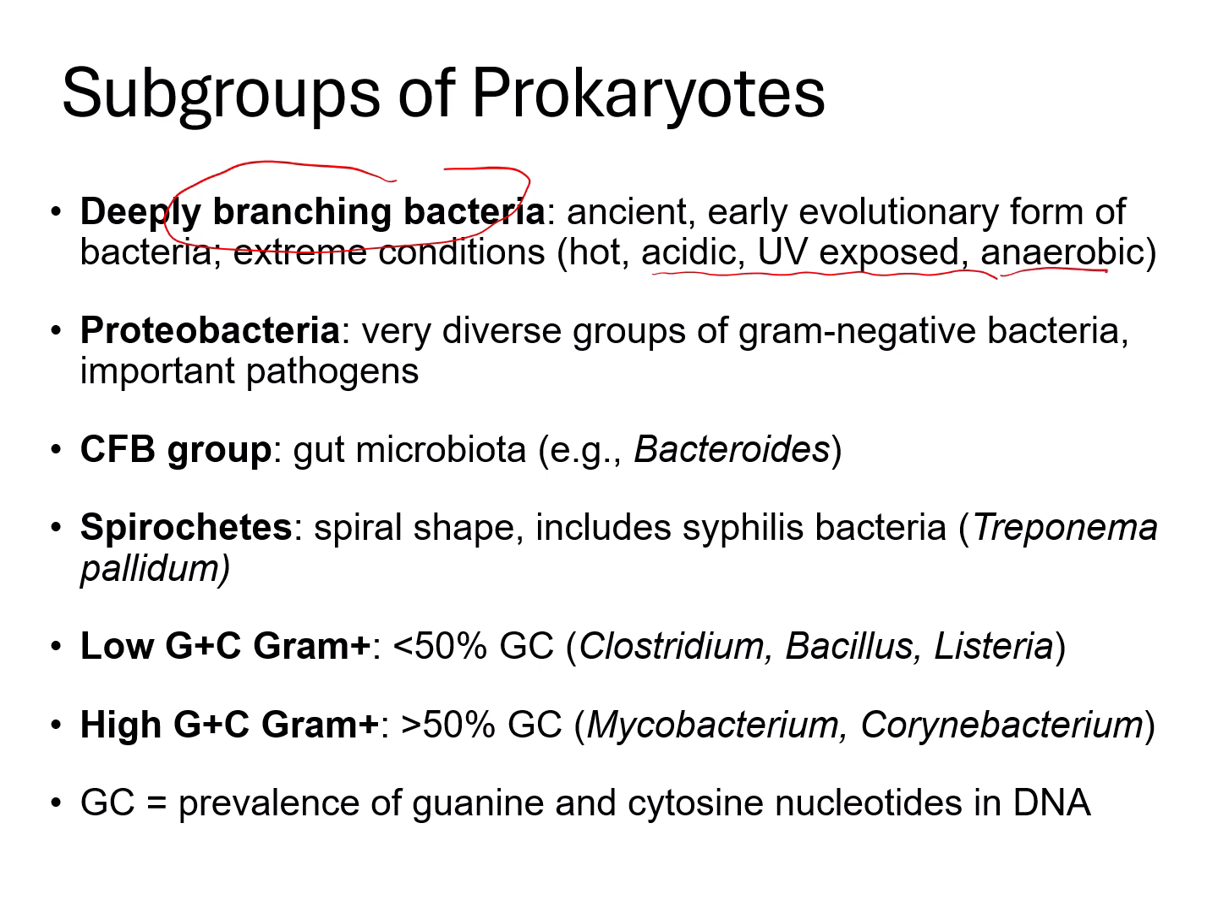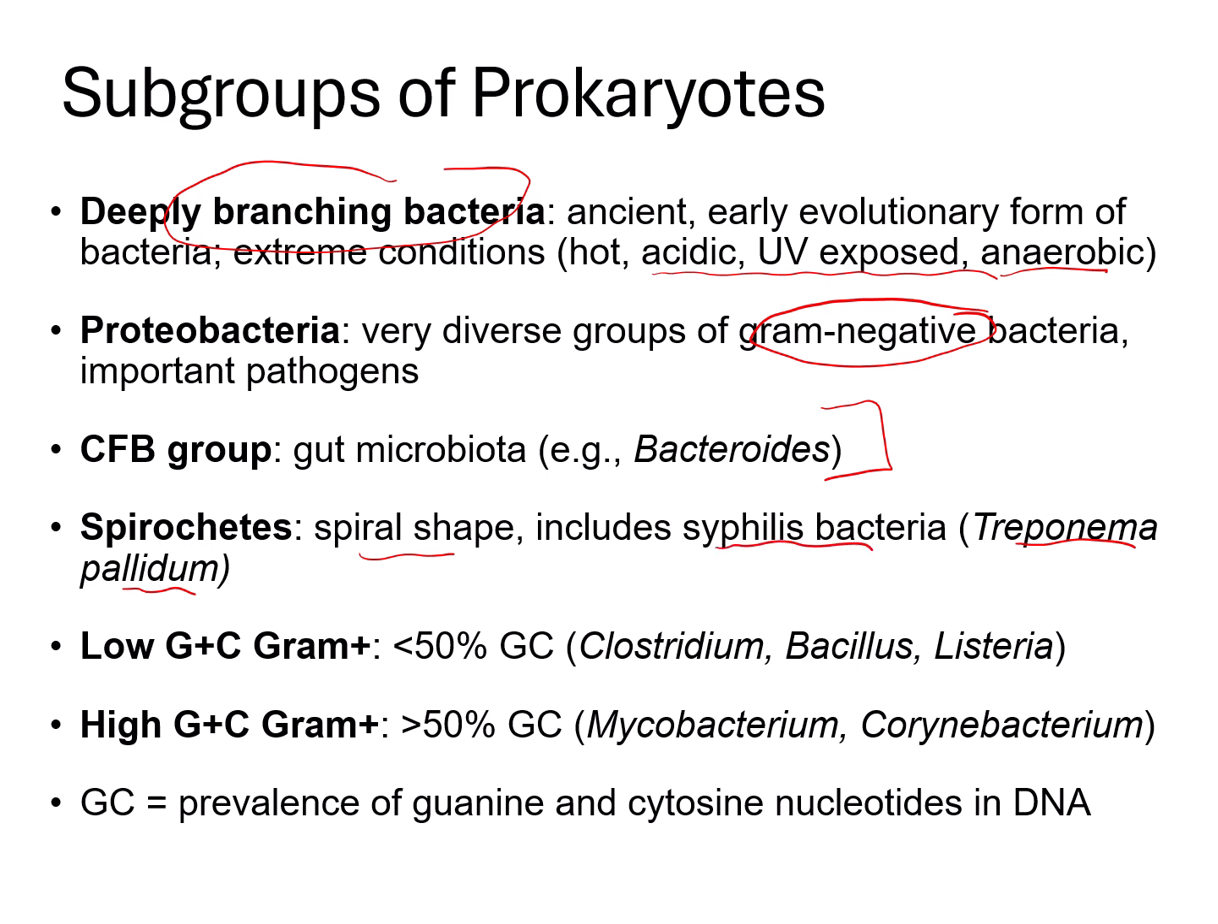We have Proteobacteria, which is also a very diverse group. This is a diverse group of gram-negative bacteria. The CFB group, we'll talk more about these later, include the gut microbiota, such as Bacteroides. We have spirochetes, which are spiral-shaped pathogens, such as Treponema pallidum, which causes the sexually transmitted infection syphilis.